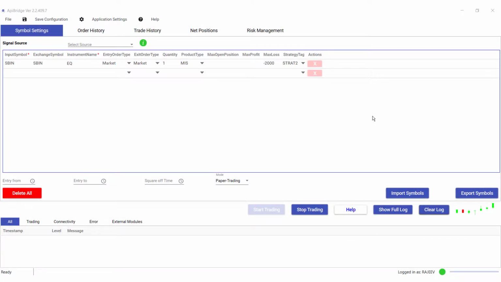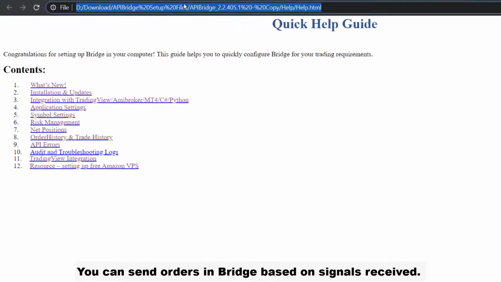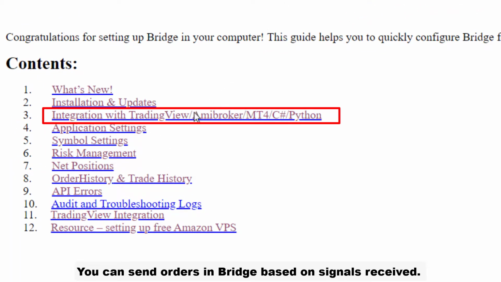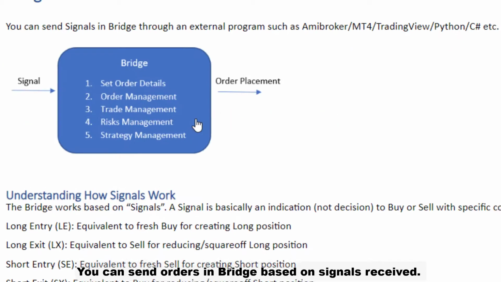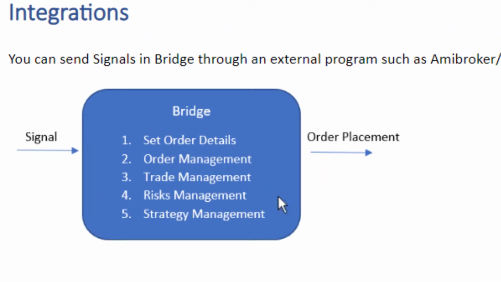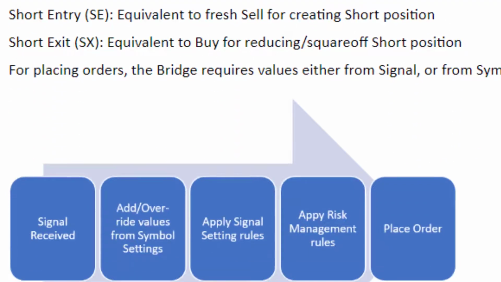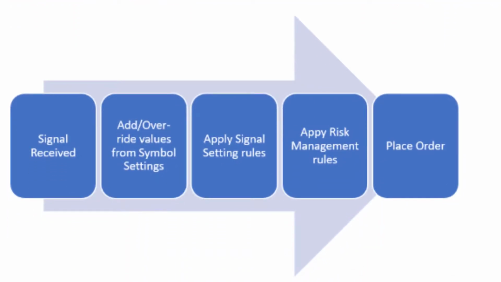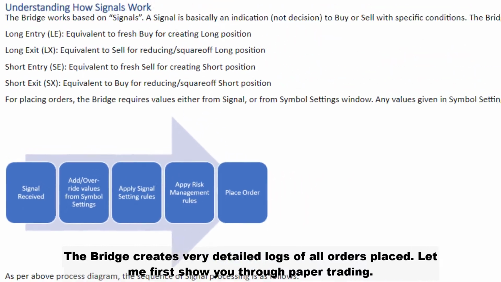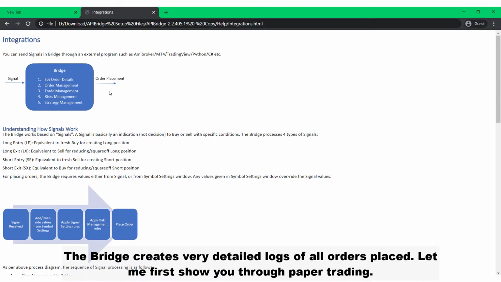To solve order placement issues, we first need to understand the order flow in Bridge. You can send orders in Bridge based on signals received. Depending on your settings, it applies several checks on the signals to place order, like symbol settings, signal rules, and risk management. The bridge creates very detailed logs of order placed.